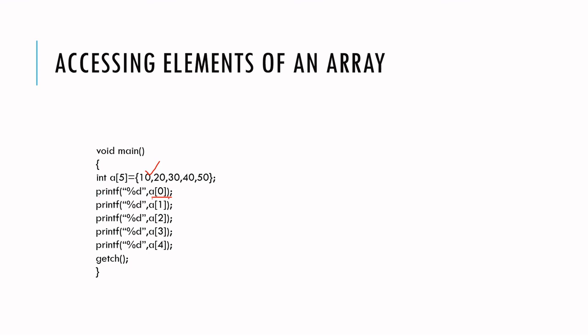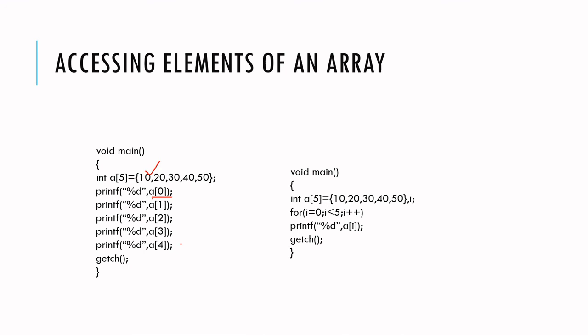For example, the first printf will print 10, the next one will print 20, the next will print 30, and then 40 and 50 will be printed here. But if it is 5 elements, it's very easy for us to type the printf statement just 5 times. But if it is 500 elements, just like the previous examples we have discussed, it's quite complicated for the programmer to type 500 printf statements, right?